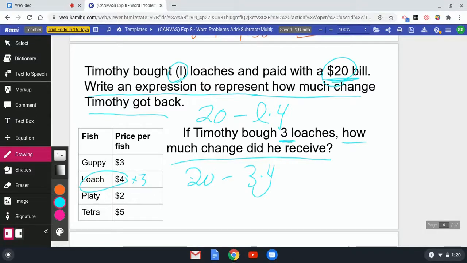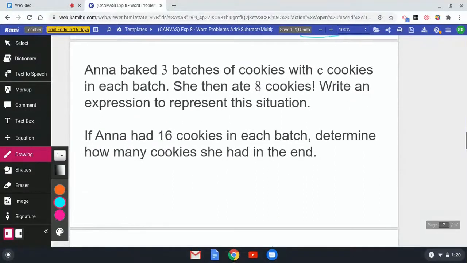Well, what's 3 times 4? 12. So he spent $12 on loaches, paid with 20. How much money is he going to get back? $8. All right, go ahead and try this one on your own. Pause it and then come back and we'll see how you did.